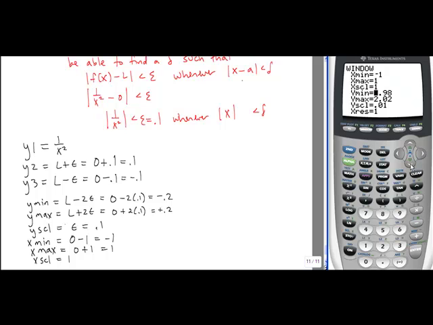And then for the y's, to be able to see our horizontal lines, we would go L minus 2 times epsilon and L plus 2 times epsilon. So that was negative 0.2 up to positive 0.2. And our y scale was epsilon, which was 0.1. And we're going to hit graph.